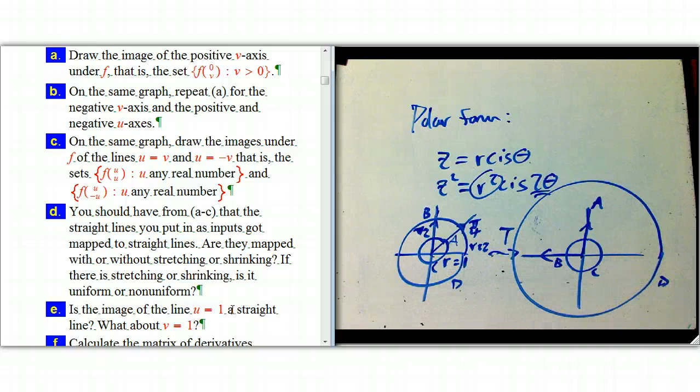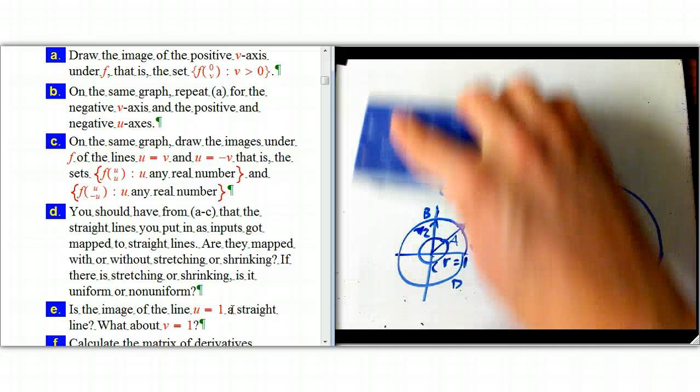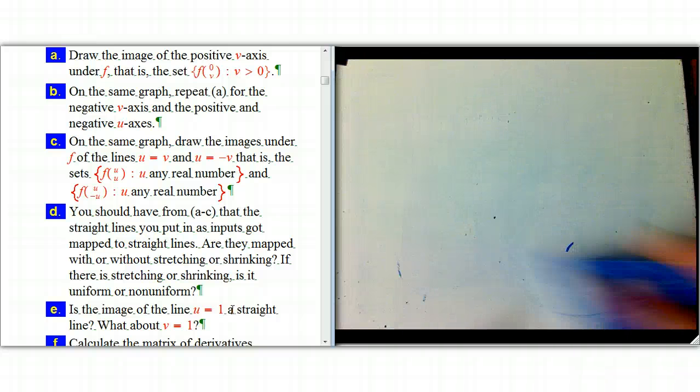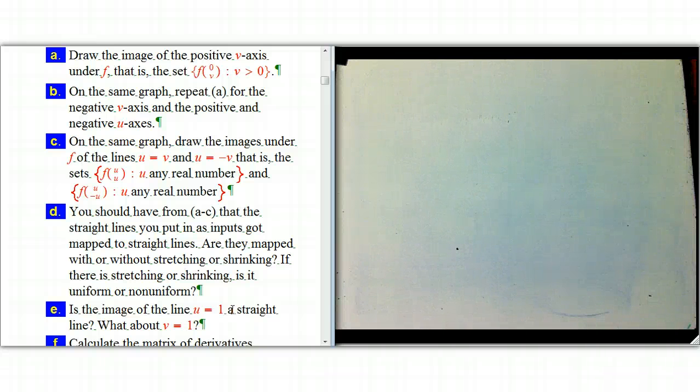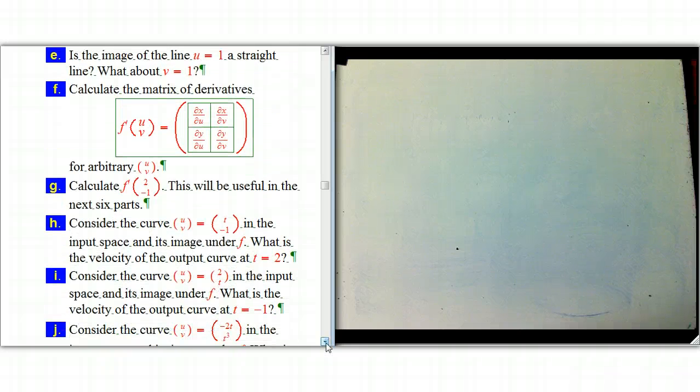So that leads to a much nicer description of this function, but it's kind of special to this, that it works so nicely when you describe everything with polar. Okay, but I couldn't avoid mentioning that. Okay, so the next thing to do is to look at this and think about what does the matrix of derivatives mean for this. And that'll be in the next video.